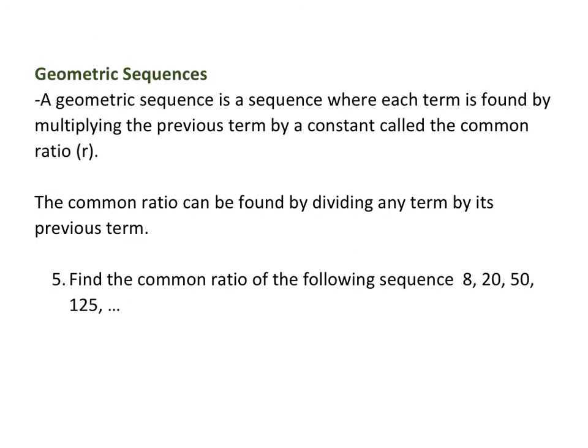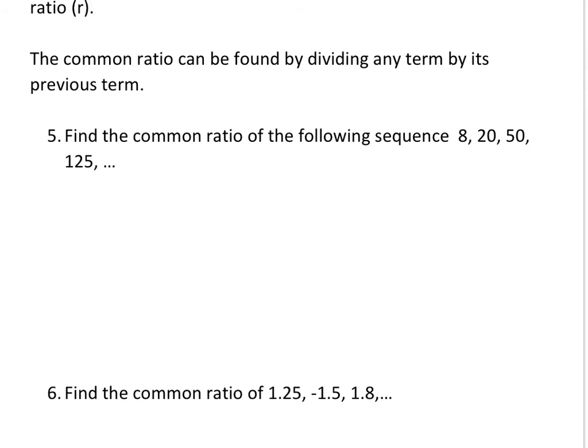Alright, so now let's talk about geometric sequences. A geometric sequence is a sequence where each term is found by multiplying the previous term by a constant. And this time it's called the common ratio. So we're multiplying instead of adding, and it's called the common ratio instead of the common difference. We can find the common ratio by dividing any term by its previous term.